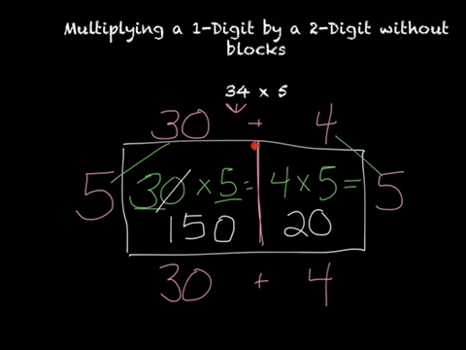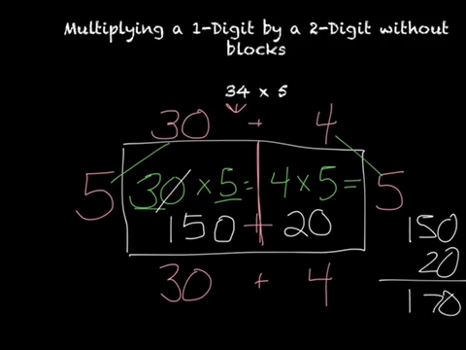But we want the area of the whole rectangle. Right now I only have this piece and this piece, and I want the whole thing. So in order to figure out the whole thing, I'm going to add my two numbers together to figure out the whole inside. So 150 plus 20 is going to be 170. So 34 times 5 is equal to 170.